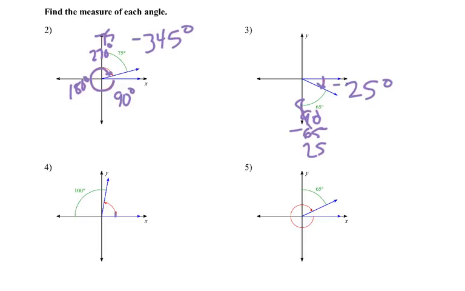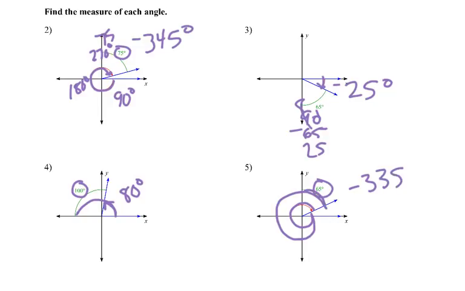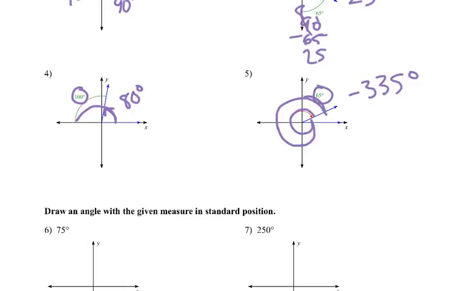For 4, this one going positive, and if we went the whole way, that would be 180, so 180 minus 100 would give us positive 80 degrees. And finally, with number 5, we go around, so another negative 65, that's pretty close to the 75, so we go 90, 180, 270, 270, and 65 would be negative 335 degrees. So that's finding the angles.